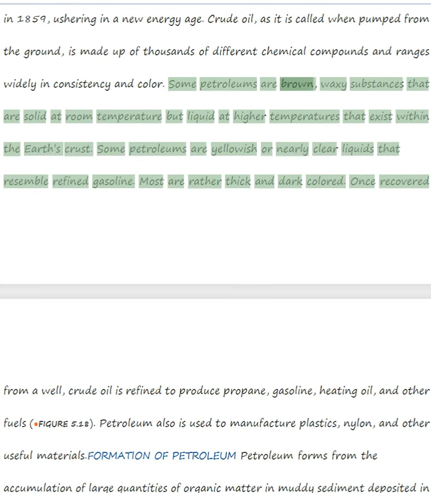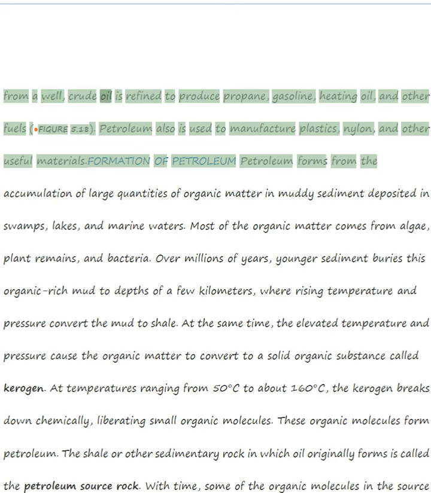Some petroleums are brown, waxy substances that are solid at room temperature but liquid at higher temperatures that exist within the Earth's crust. Some petroleums are yellowish or nearly clear liquids that resemble refined gasoline. Most are rather thick and dark-colored. Once recovered from a well, crude oil is refined to produce propane, gasoline, heating oil, and other fuels. Petroleum also is used to manufacture plastics, nylon, and other useful materials.